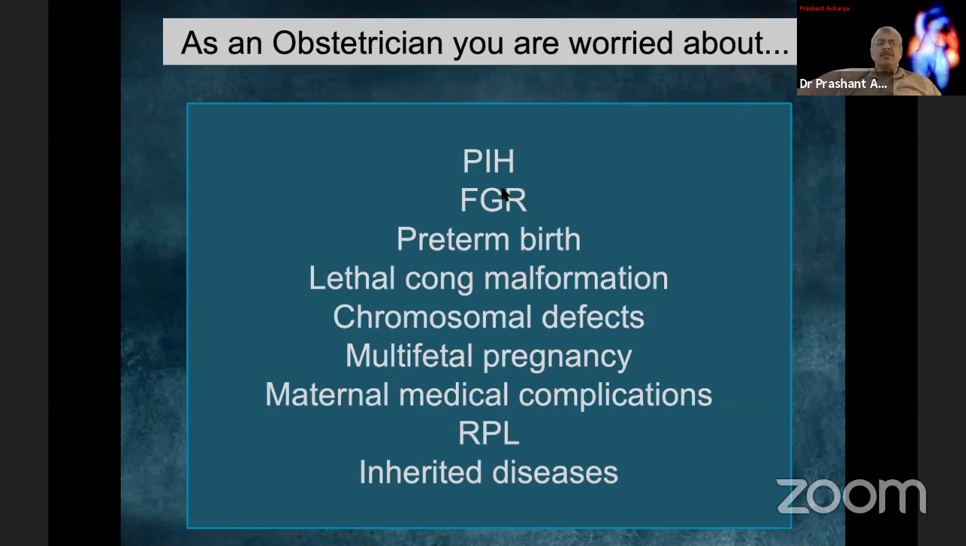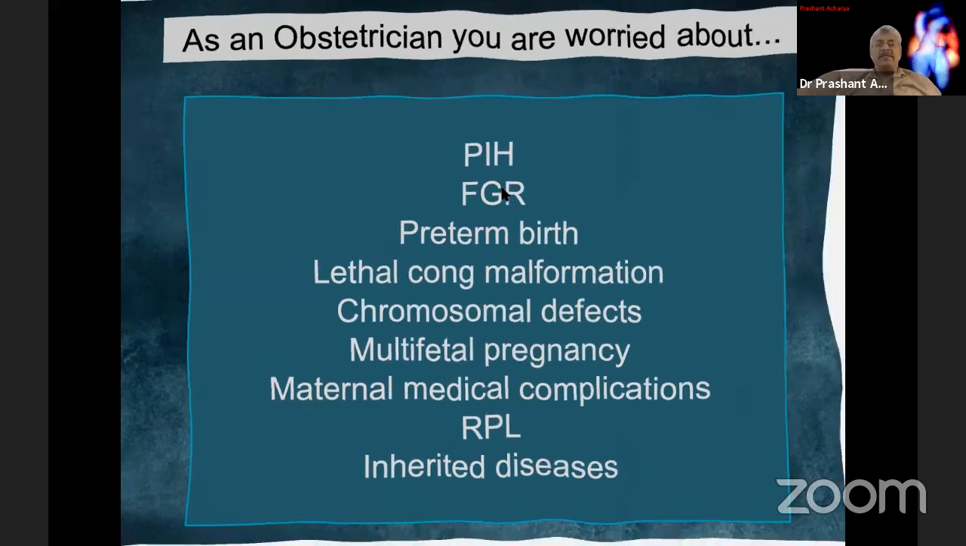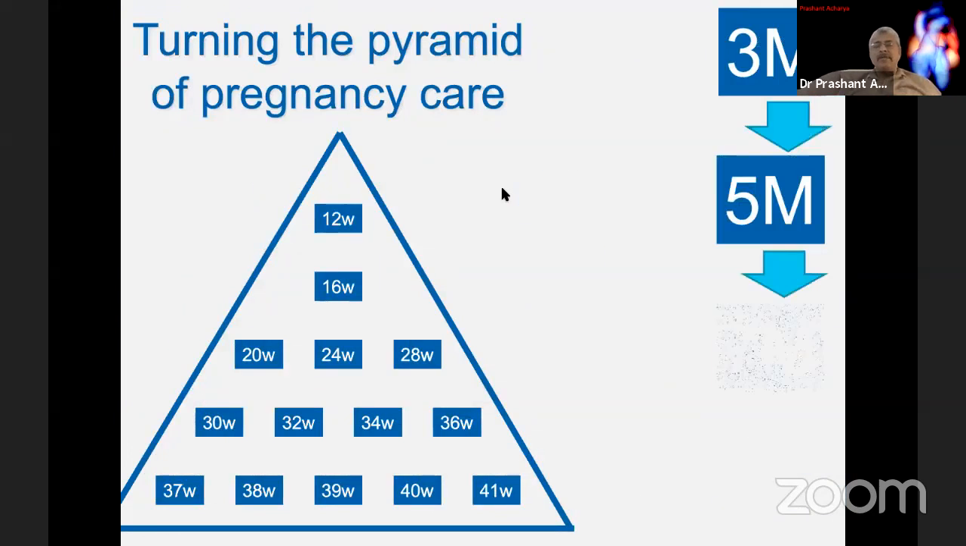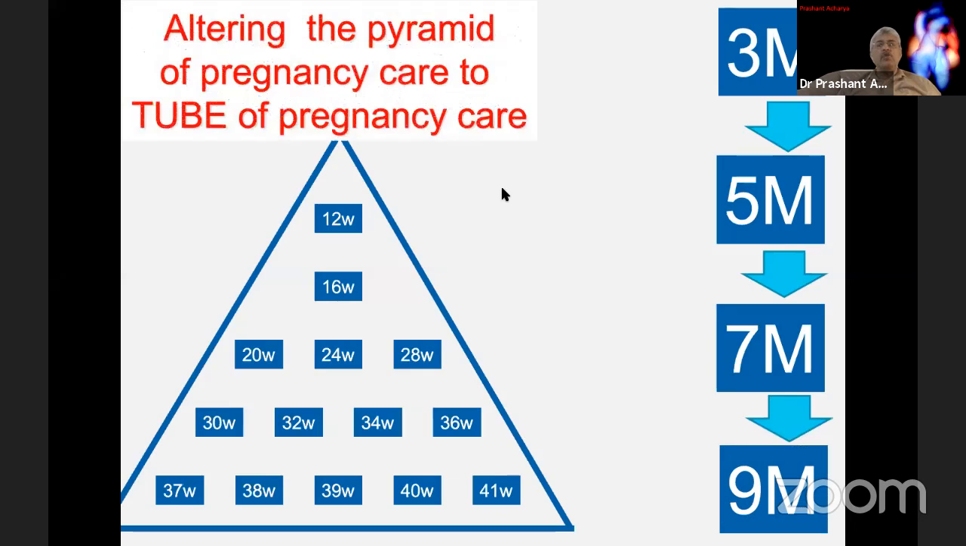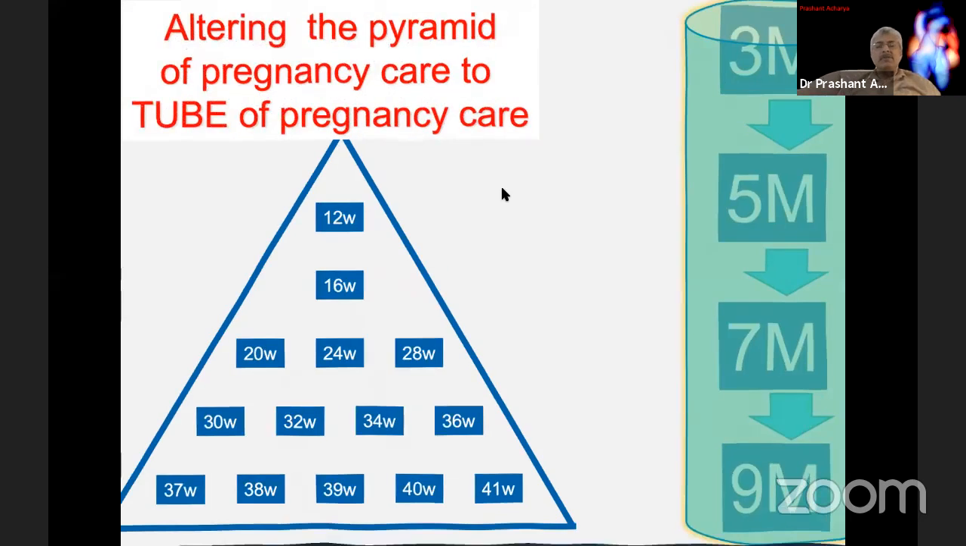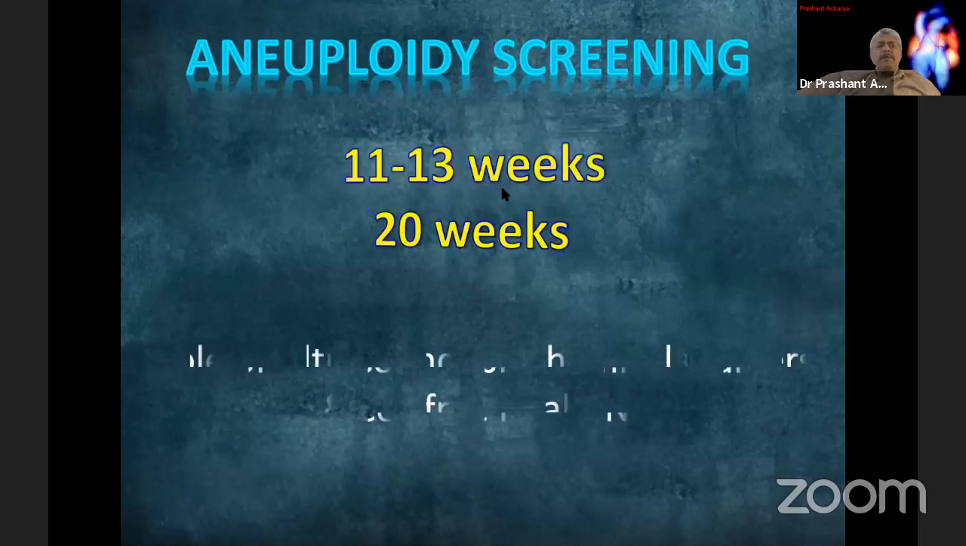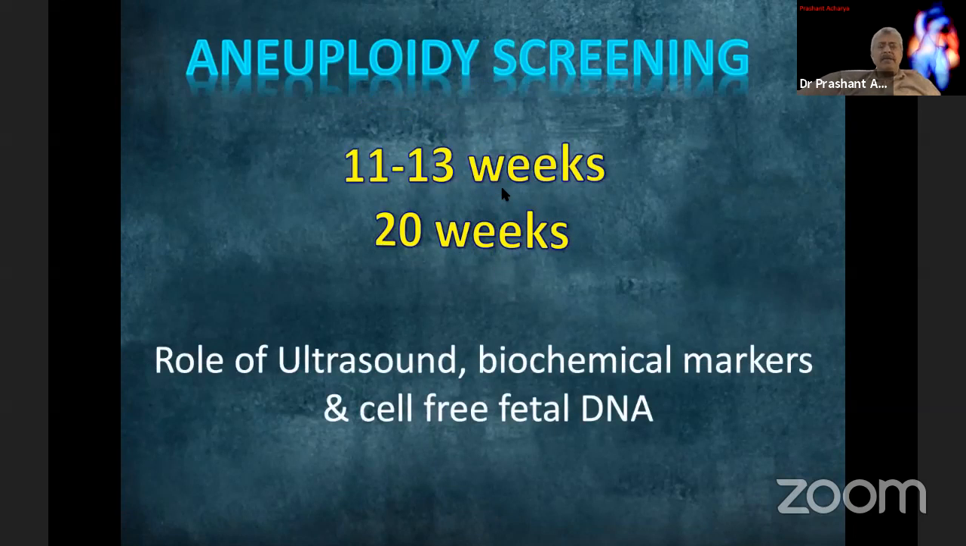Now, as an obstetrician, you are worried about these dreaded complications, and today we are going to discuss the chromosomal defects and their implications. This is what we have already discussed, the 3, 5, 7, 9. Aneuploidy screening is normally applied at 11 to 13 weeks and 20 weeks. There is a definite role of ultrasound, biochemical markers, and cell-free DNA in the present era.